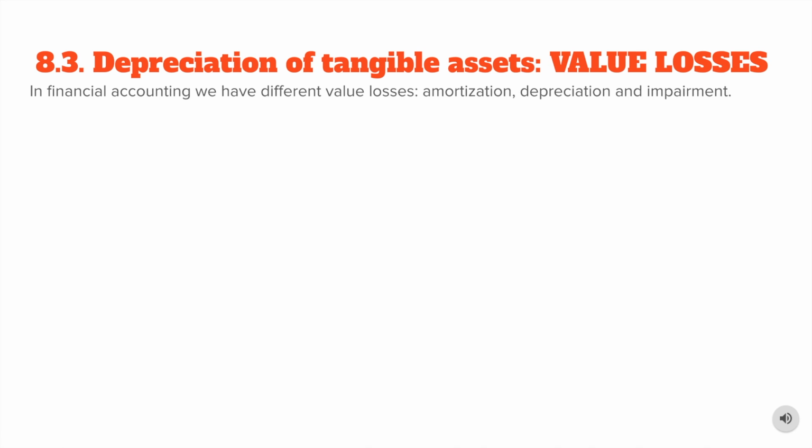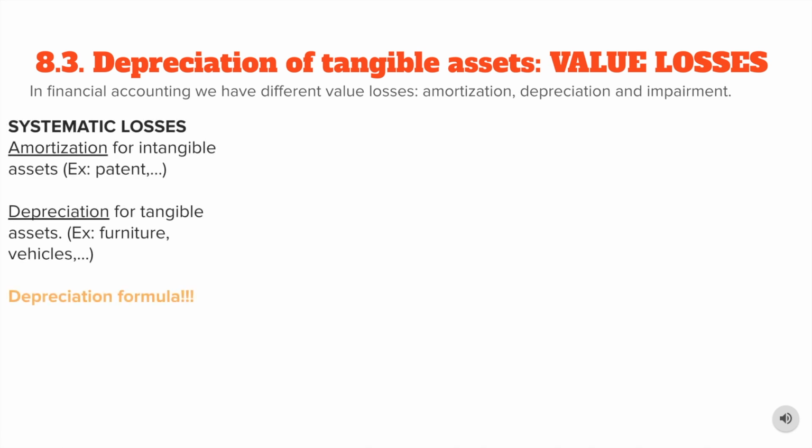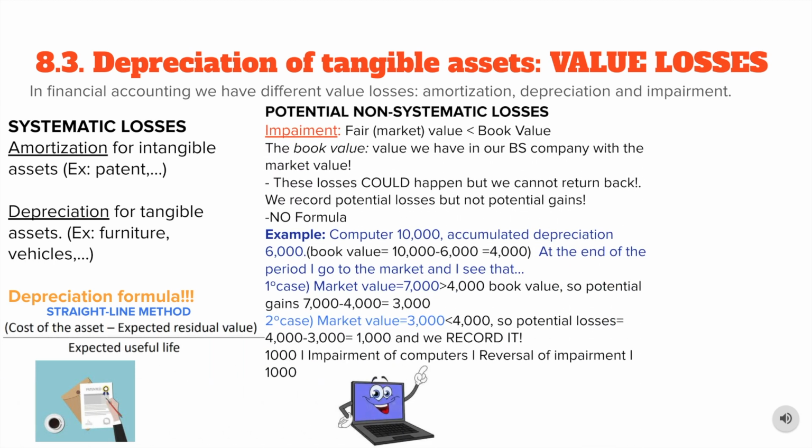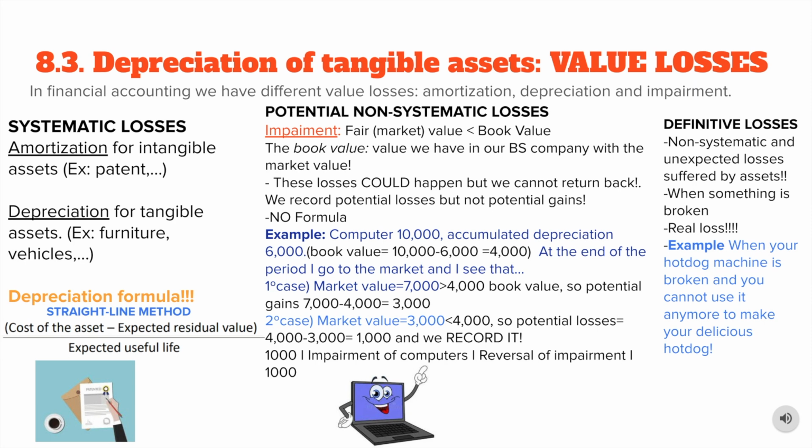Now we can see the different types of value losses. We have amortization, depreciation, and impairment. First, we're going to see the systematic losses, which is amortization, used for intangible assets, and depreciation for tangible assets. We record depreciation for furniture, vehicles, but not for land. And we can see the depreciation or amortization formula using the straight line method.